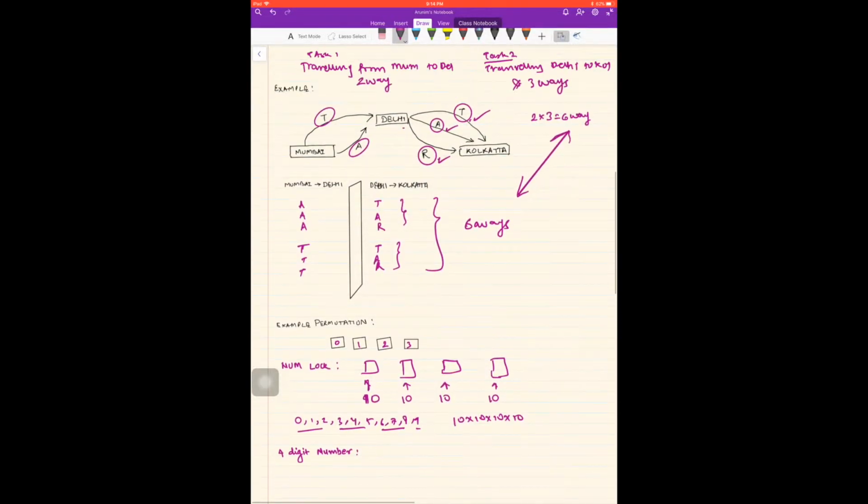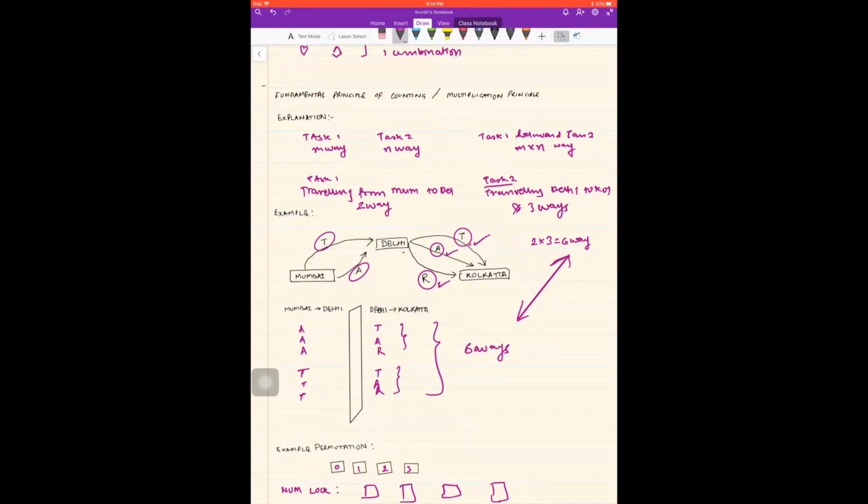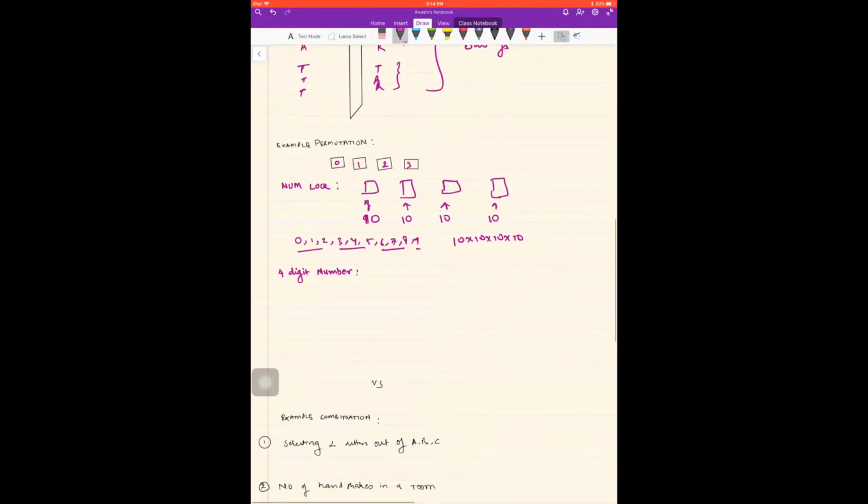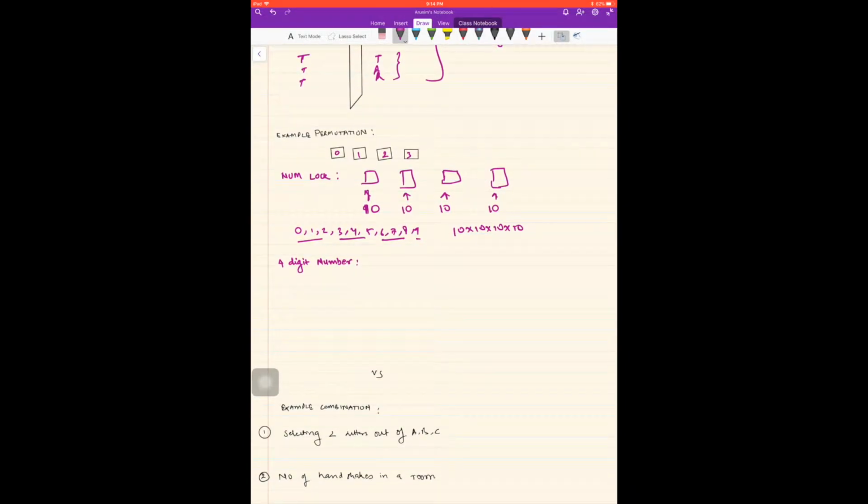The fundamental principle of counting here just says task 1 and task 2, but you can have task 3, task 4, and so on, and correspondingly it will keep on multiplying m into n into k into p, for any number of ways in which it can be done. So in this case we have just extended the fundamental principle of counting. The task here is to fill the numbers in all these 4 squares, and this can be done in 10 into 10 into 10 into 10, that is 10 to the power 4 ways.